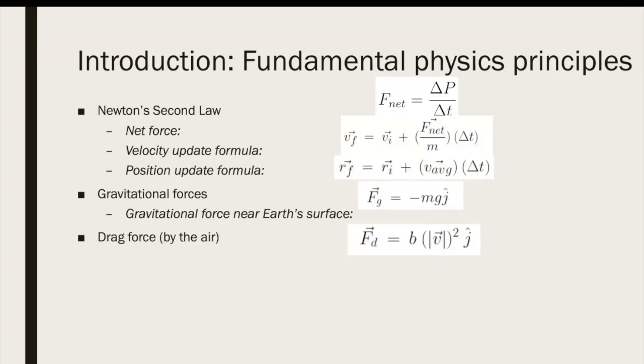There's also the drag force in this experiment because of the air resistance when the object is falling down. The formula is b times the magnitude of the velocity squared. In this case, the drag force is pointing upwards.